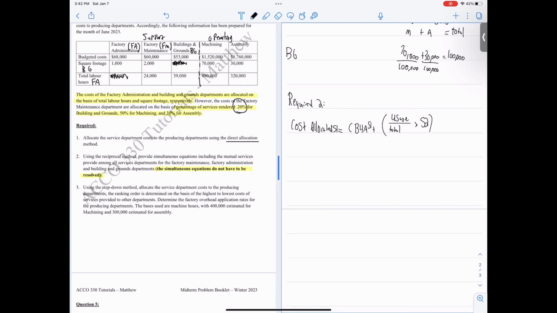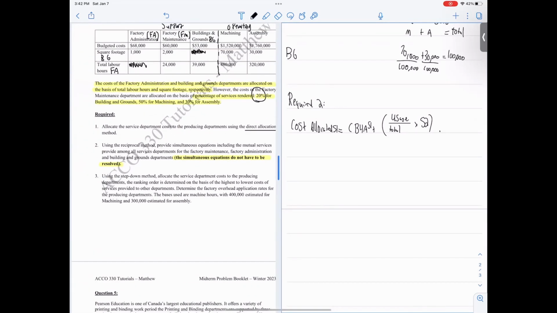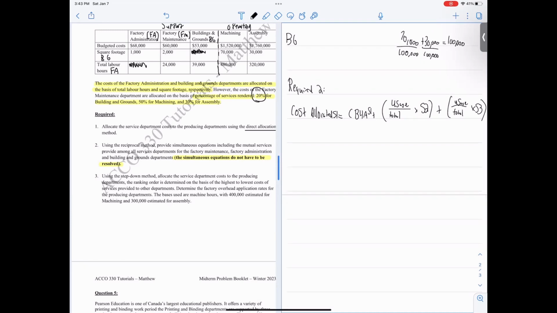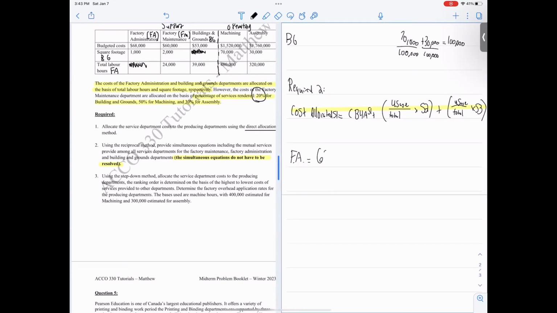And guys, because this is a complicated question with 3 support departments, and like I said, this is a past midterm, our equation will look like this because we have to add another part. Then we have to do this again, the usage over the total times support department 3. So let me show you how to write this with factory admin. The cost that's going to be allocated for factory admin is the cost before allocation of factory admin, 68,000.